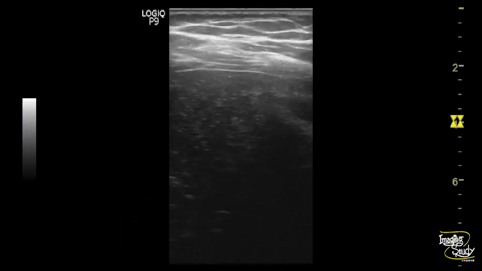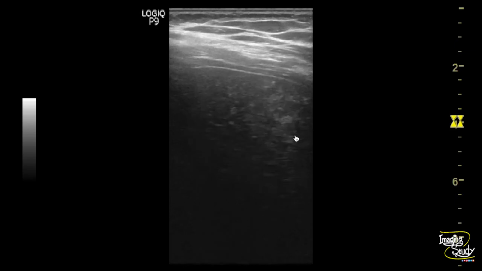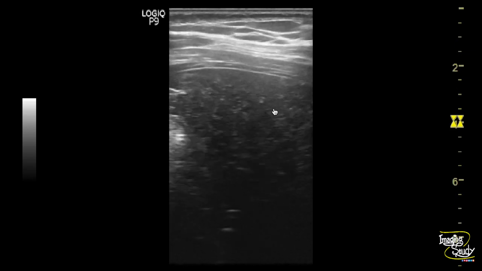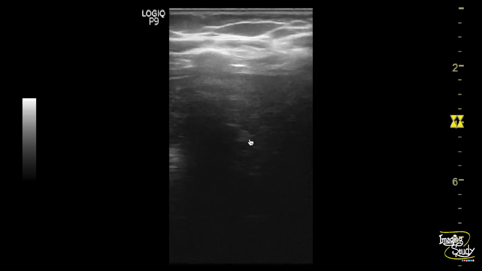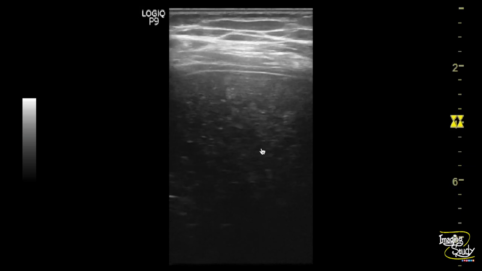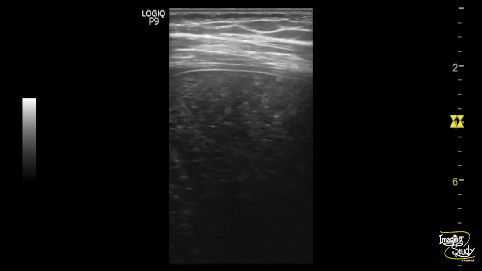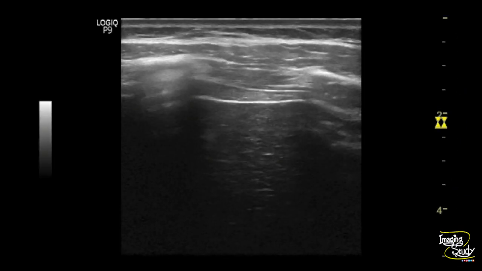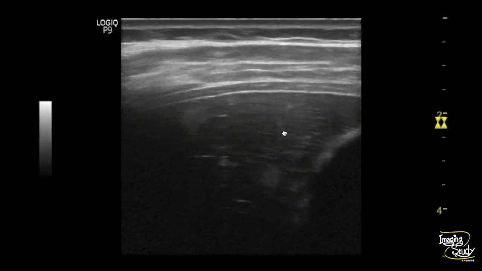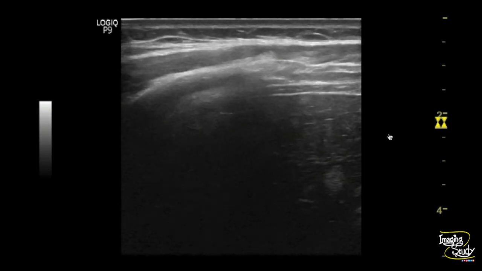If you magnify the image with high frequency linear transducer, you can see some tiny hyperechoic foci within the hepatic parenchyma indicating the nodular appearance. Again another linear transducer view, and you can see these hyperechoic nodules throughout the hepatic parenchyma mimicking the metastatic deposits.